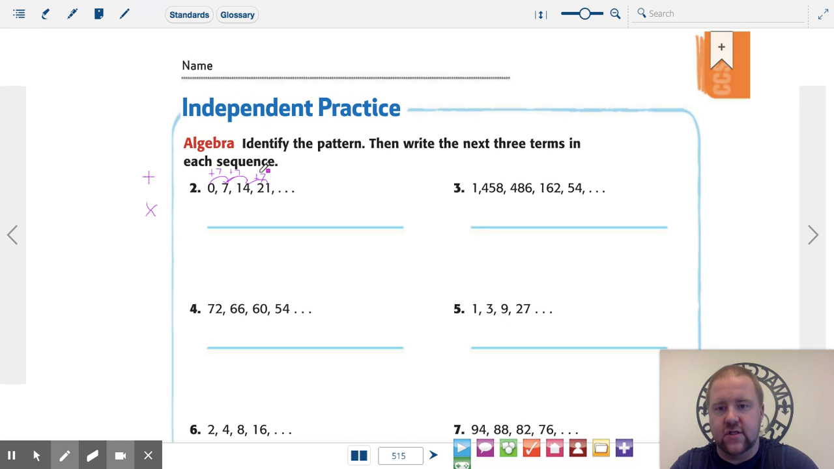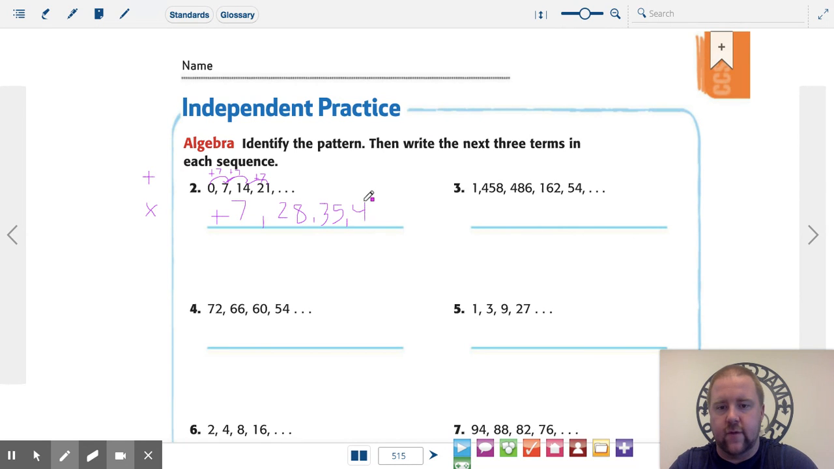So the directions say identify the pattern. So your pattern here will be adding 7. And then it says write the next three terms. So 21 plus 7 would be 28, and then we have 35, and then we have 42.